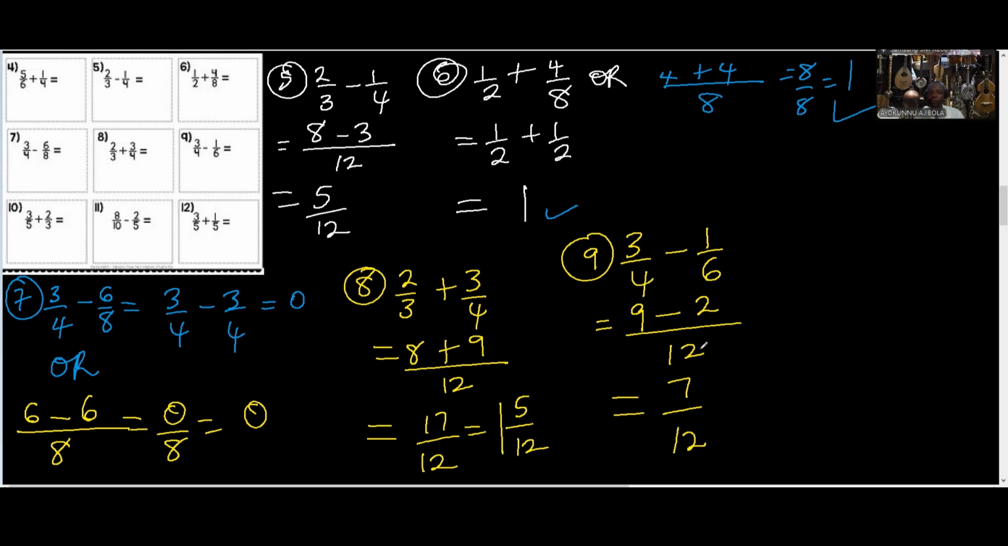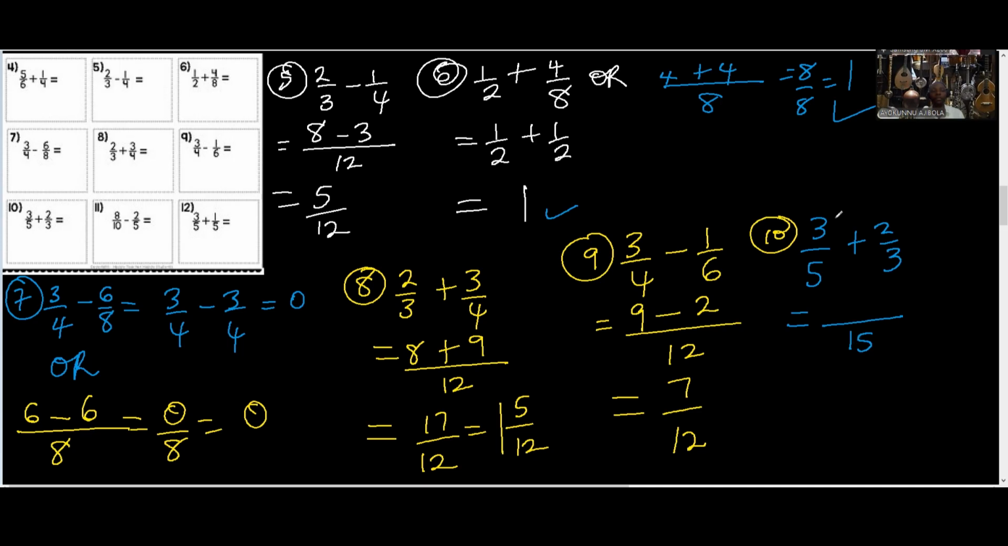Okay. Then the next one, number 10. For number 10, we have 3 over 5 plus 2 over 3. The LCM is 15 because 5 is bigger than 3 and it's not a multiple of 3. So the next multiple of 5 that's also a multiple of 3 is 15.